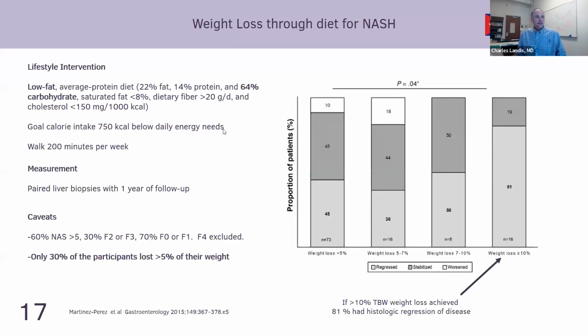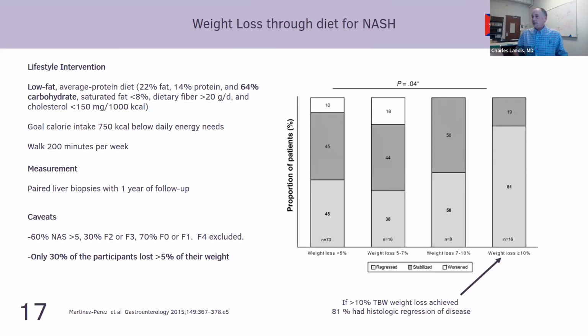Let's talk about weight loss a bit. Weight loss intervention works really well for fatty liver disease. This is really a one-of-a-kind study that was performed in Cuba, where patients were enrolled in a lifestyle intervention trial where they were followed very closely and asked to adhere to a low-fat, average-protein diet with the goal of reducing intake towards weight loss. They were also asked to do some type of physical activity, a minimum of walking for 200 minutes per week.